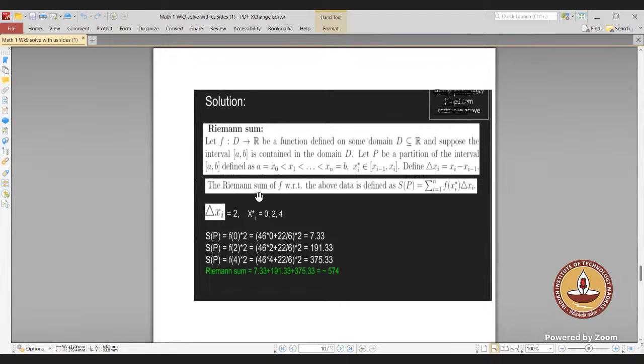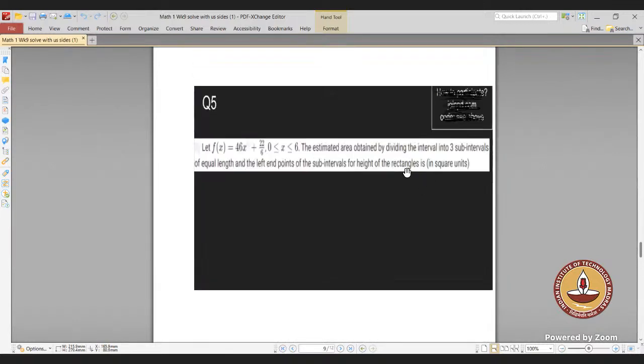The Riemann sum of this function f with respect to the above data is defined as S p equal to summation i equal to 1 to n of f of xi star into delta xi. Since it is divided into 3 sub intervals, each of that would be of length 2, right?